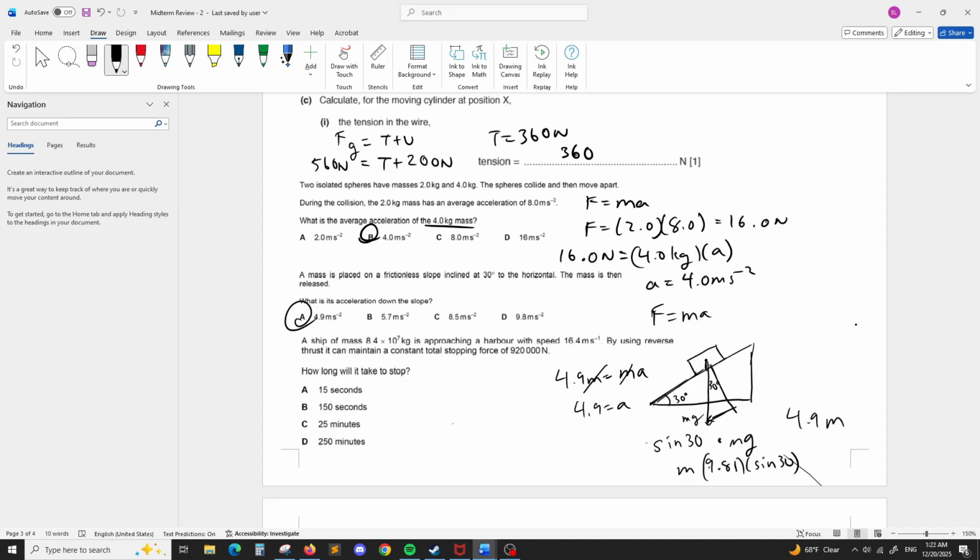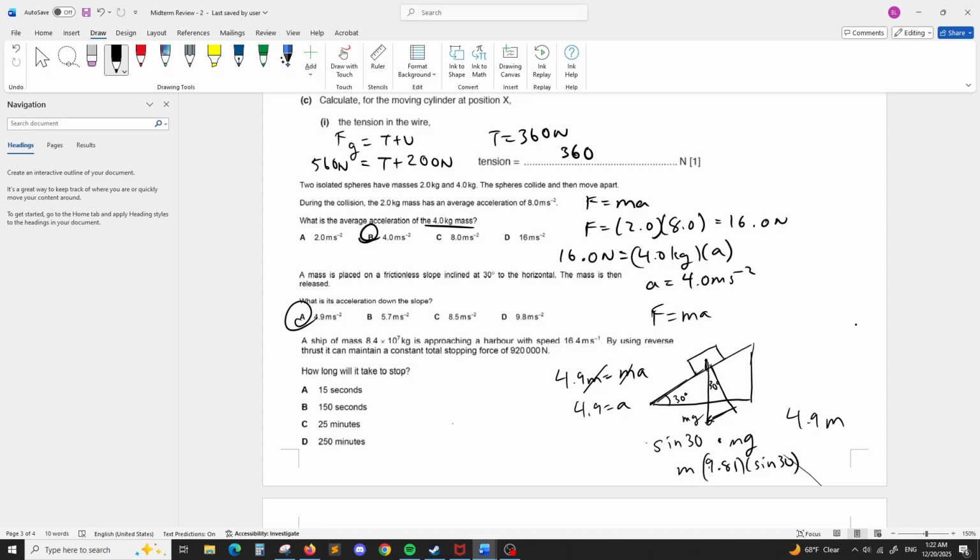A ship of mass 8.4 times 10 to the 7th kg is approaching a harbor with speed 16.4 meters per second. By using reverse thrust, it can maintain a constant stopping force of 920,000 newtons. How long will it take to stop?